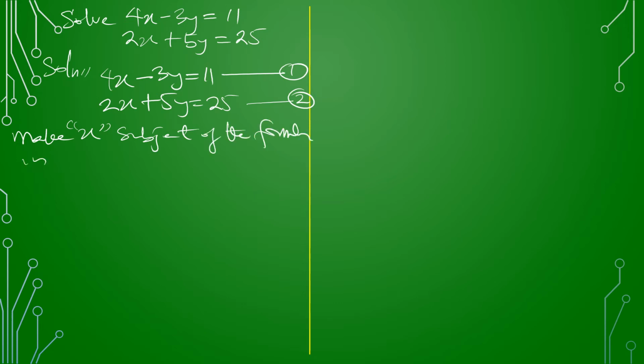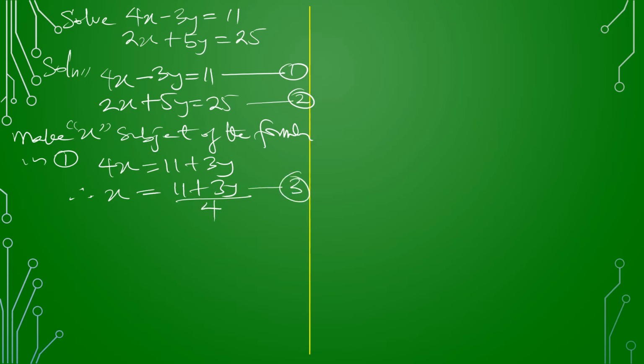in equation 1. So it simply means we have 4x equal to 11 plus 3y, which makes our x equal to what? 11 plus 3y divided by what? 4. Let's call this equation 3.